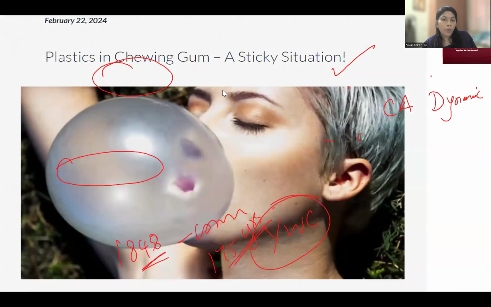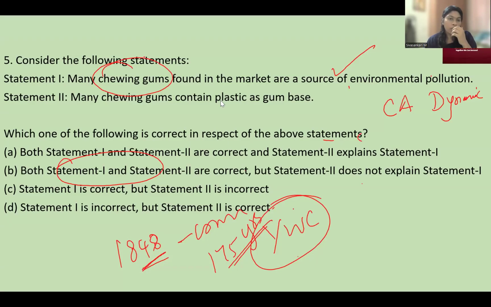So as of now, we have known from the news. They have taken these two statements. Both are right. Many chewing gums contain plastic as gum base. That is right. Chewing gums found in the market are a source of plastic pollution, yes, that is right. And this explains this. So we can say both statement 1 and 2 are correct, and statement 2 explains statement 1. Because of this plastic gum base only, we are getting pollution. You saw that 1 lakh tons of plastic pollution. So this is the right statement.